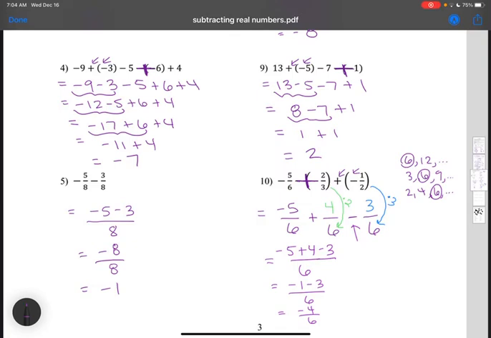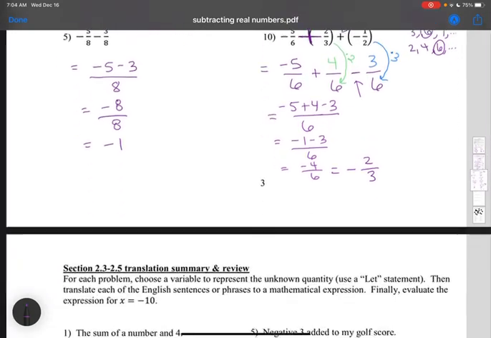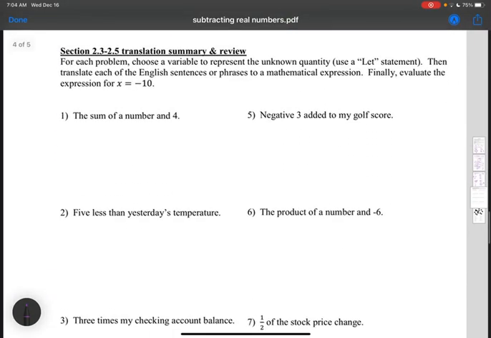Yeah, I kind of ran out of room, but I'll squeeze it over here. And then you can keep the negative up top, but for some reason when I write my final answer, I like to throw it out front, but it doesn't really matter. Negative 2/3 is the final answer. Okay, turn the page.